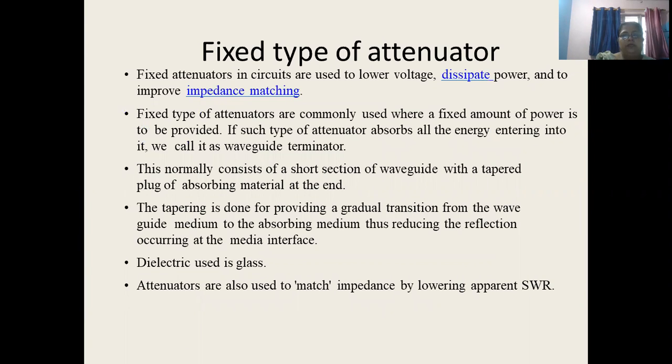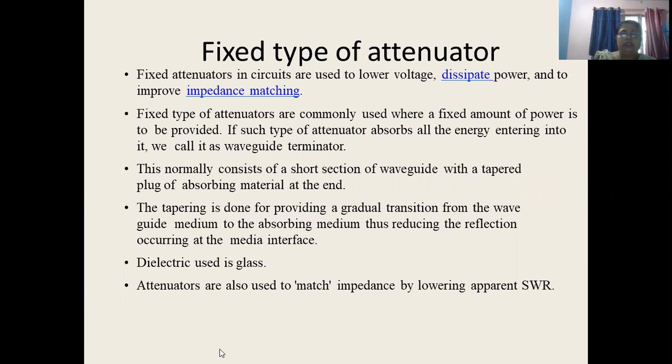There are various types of attenuators, out of which one is the fixed type of attenuator. These are used in circuits to lower voltages, dissipate power, and improve impedance matching. This type of attenuator is commonly used where a fixed amount of power is to be provided. If such an attenuator absorbs all the energy entering into it, we call it a waveguide terminator. This normally consists of a short section of waveguide with a tapered plug of absorbing material at the end.